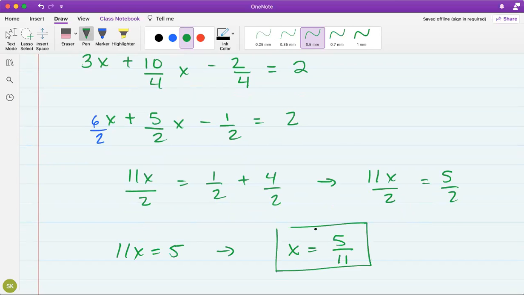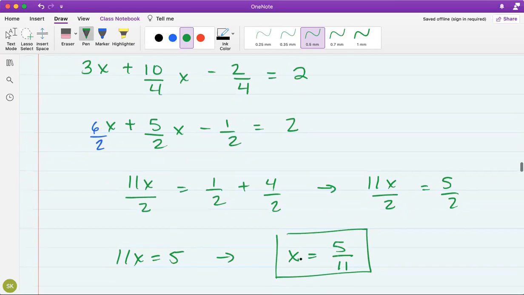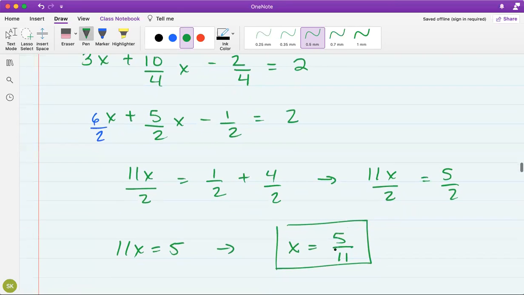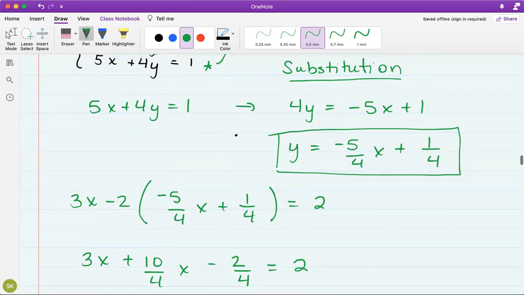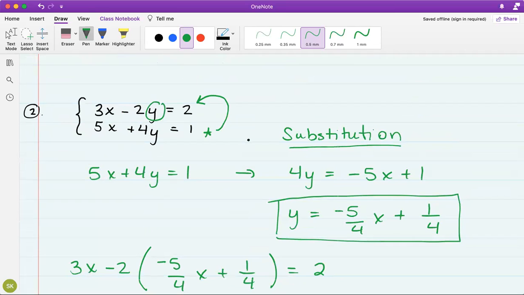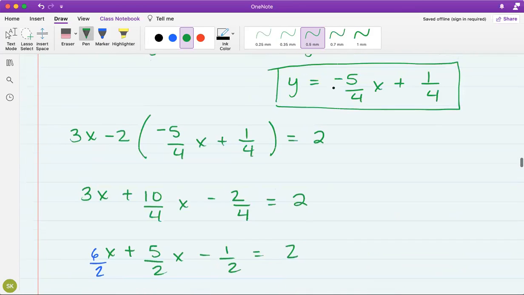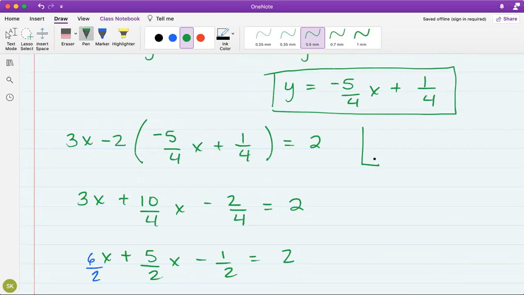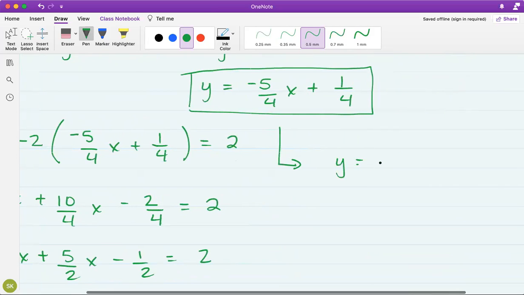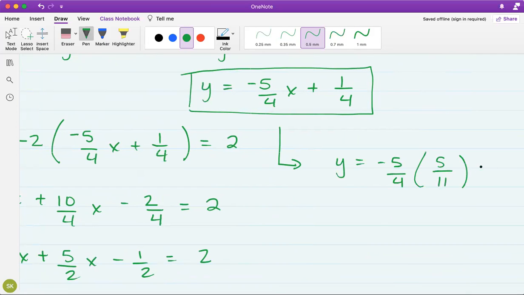So we found the x variable. Now we're going to use that to find y. And what you can do is you can plug it into either one of these equations, or remember that we circled this one here, we can plug it into here to find y because this one's already set for y. It says y is equal to this. So we're just going to plug in that value, this 5 over 11, into here to get y. So let's do that. So y is equal to negative 5 over 4 times 5 over 11 plus 1 over 4.